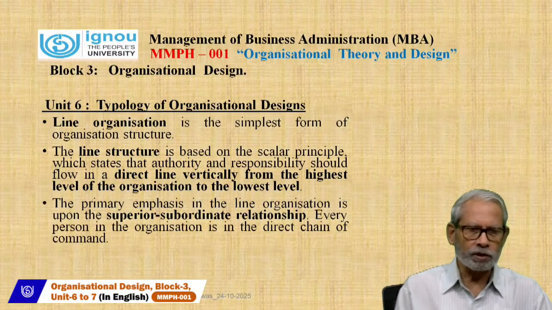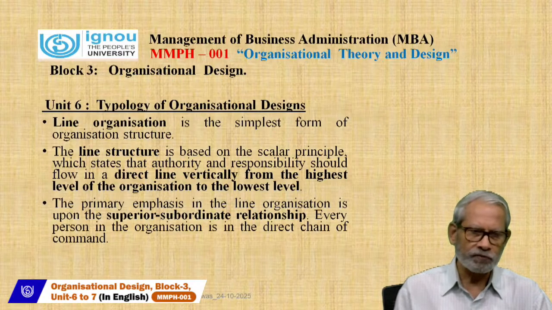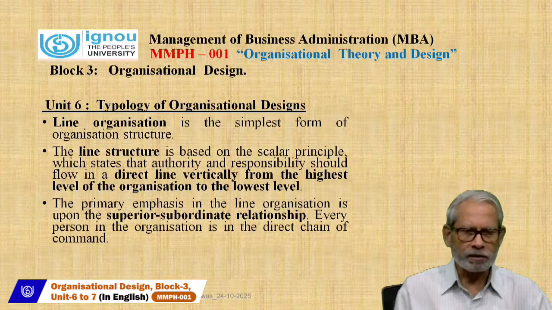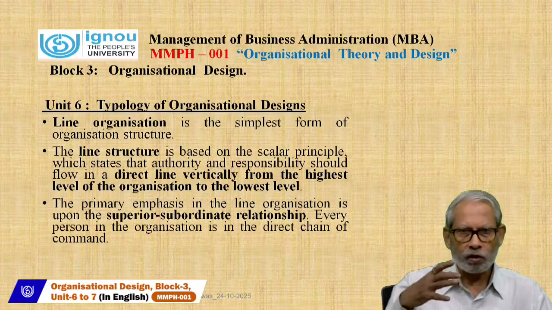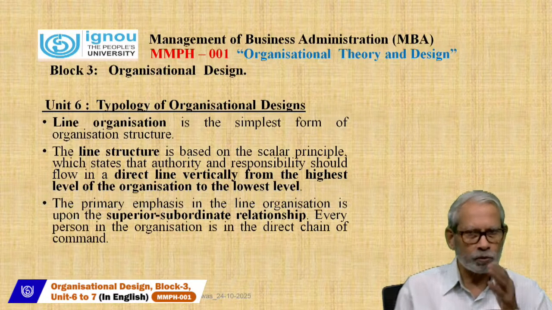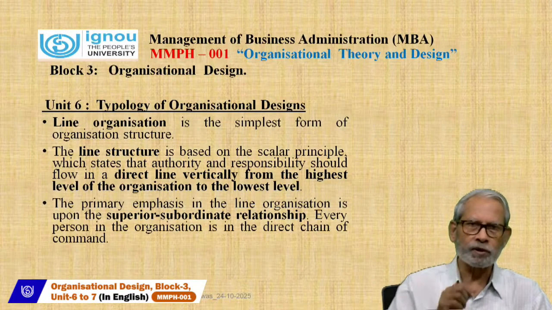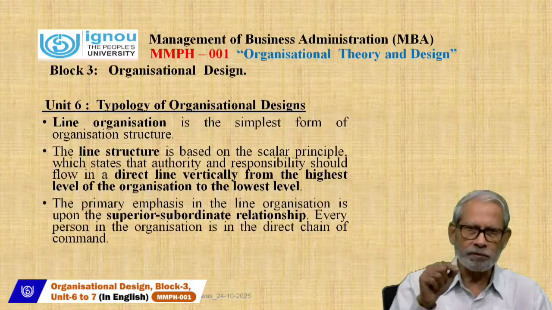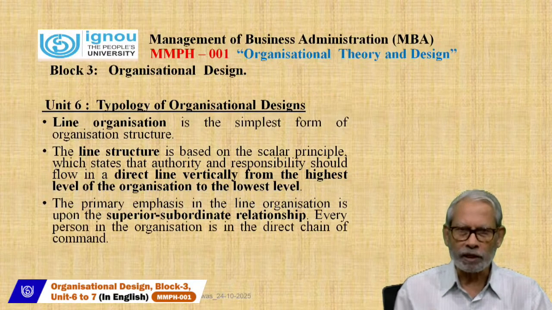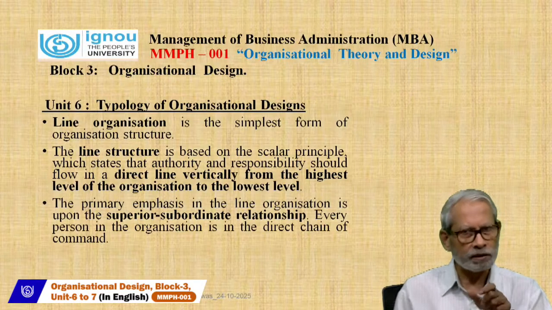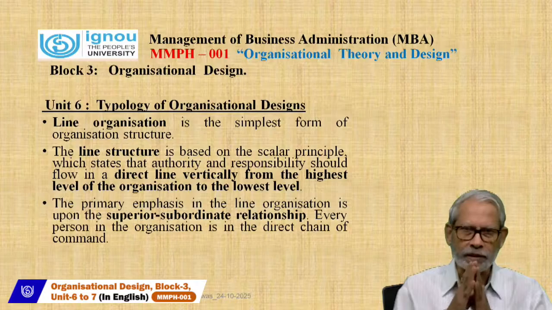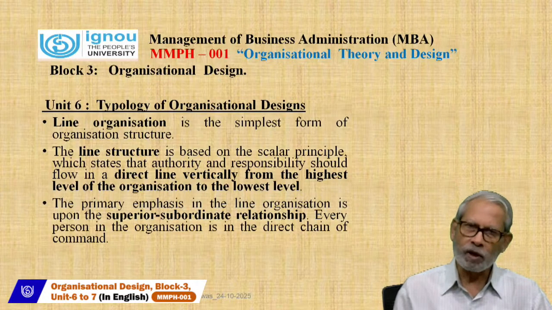Now, typology of the organizational design. The line organization is the simplest form of organizational structure. The line structure is based on the scalar principle, where authority is directed from the top, and there is a line. Suppose, for example, the general manager, just below that a deputy general manager, then below that the chief manager, then some manager, then the foreman, supervisors, then workers. So, these are all in the same line of direction, down to the lower levels.